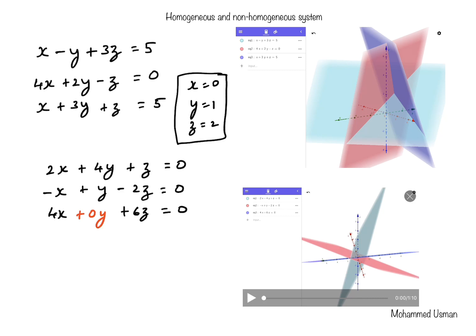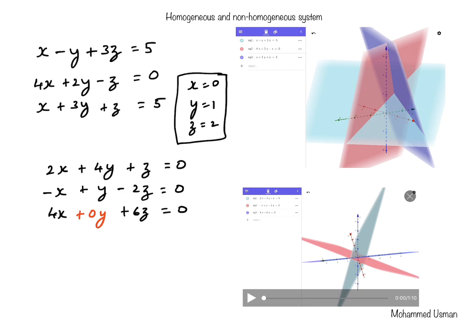And clearly, what is the solution? It's the values of x, y, and z that satisfy the equations. So if the right-hand side of these equations is equal to 0, then obviously if you put x equal to 0, y equal to 0, and z equal to 0, we'll get 0 in any of these equations, right? So a homogeneous system has a trivial solution at the origin. That's the first observation we make about a homogeneous system.